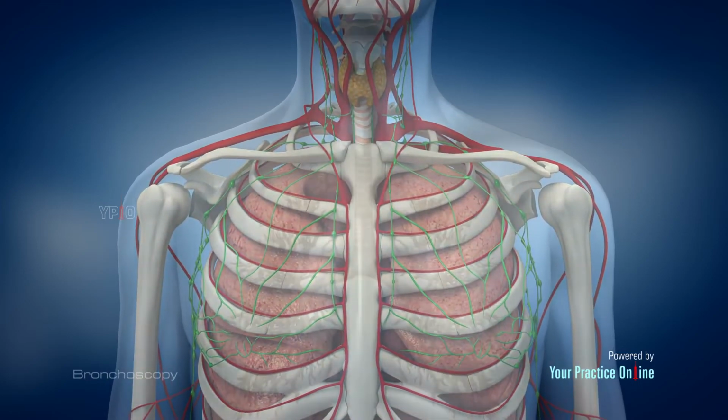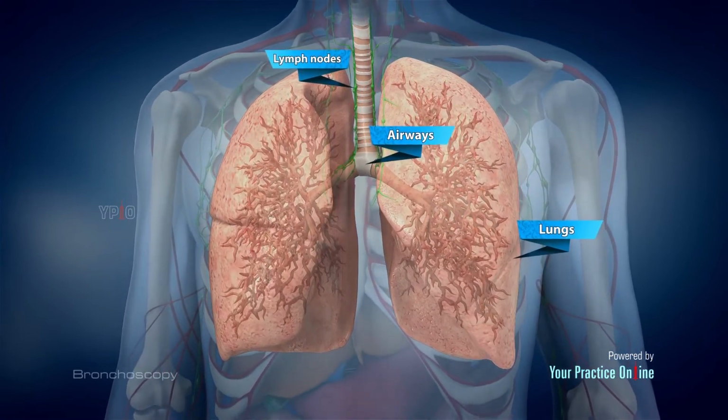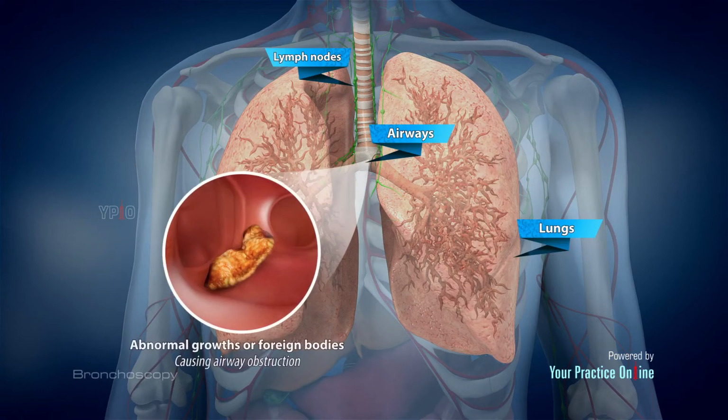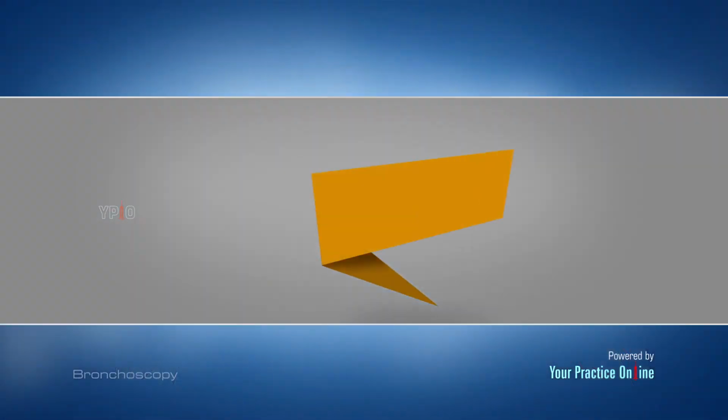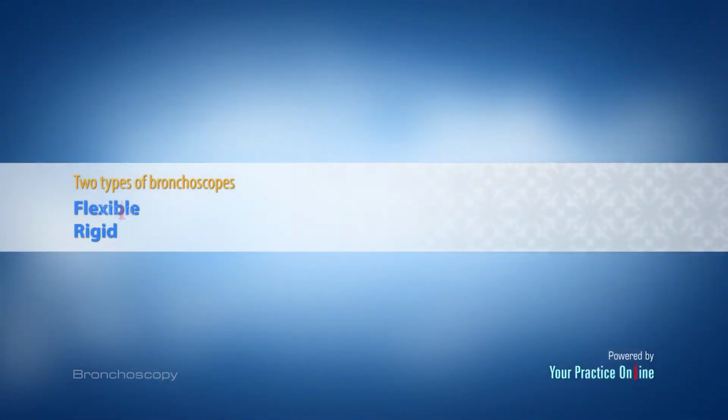Bronchoscopy is a procedure used to evaluate the airways, lungs, or lymph nodes in the chest for abnormalities and to treat conditions such as abnormal growths or foreign bodies causing airway obstruction. Types. There are two types of bronchoscopes that may be used: flexible and rigid.